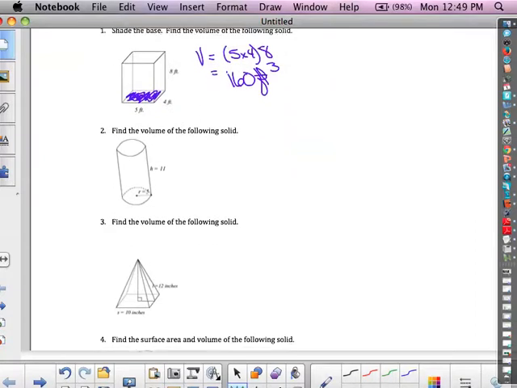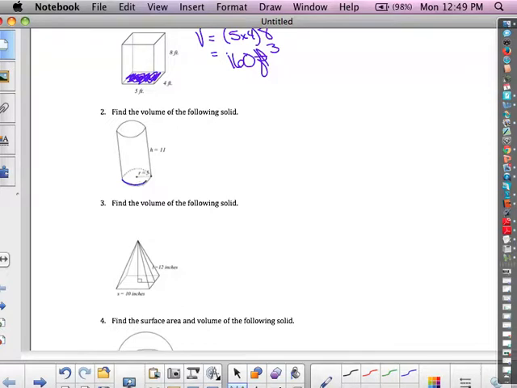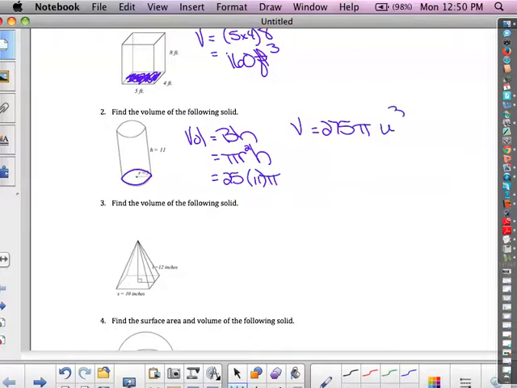Number 2 asks you to find the volume. This time it's a cylinder. So to find the volume of a cylinder, I have to find the area of the base times the height. The base is pi r squared times the height. So in this case, that becomes 25 times 11 times pi, which gives me a volume of 275 pi units cubed. You can multiply that by pi if you want to and get 863.9 units cubed. I want you to round everything to the nearest tenth on the quiz tomorrow.